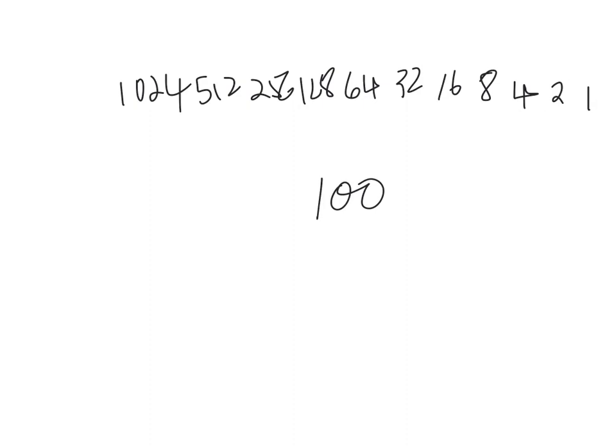So let's have a look. Can I get 128 into 100? No, I can't. Can I get 64 into 100? Yes, I can. So I can get 1 64 out, and what's left? 36. Can I get a 32 into there? Yep, I can. So I'm left with 4.